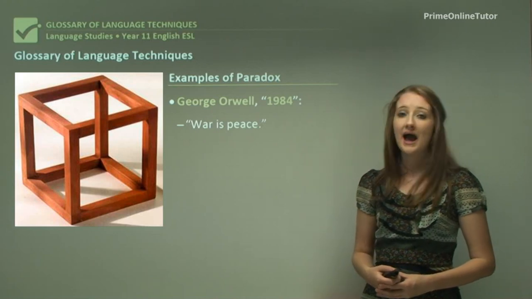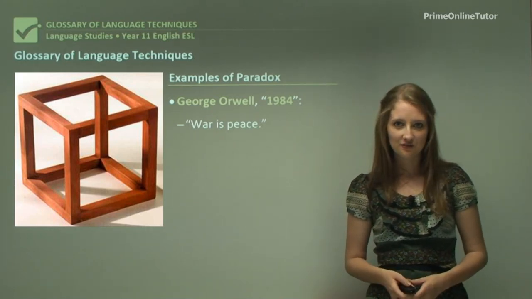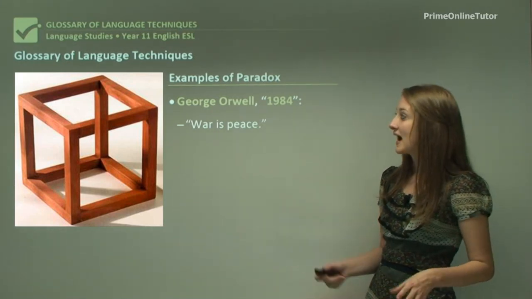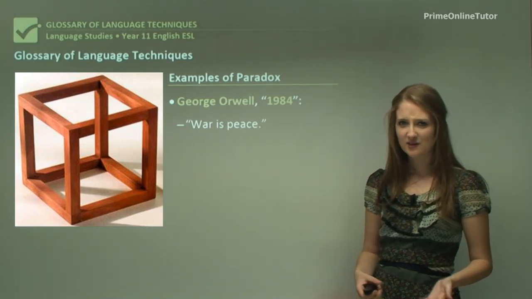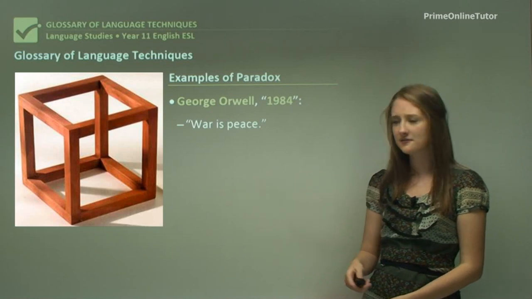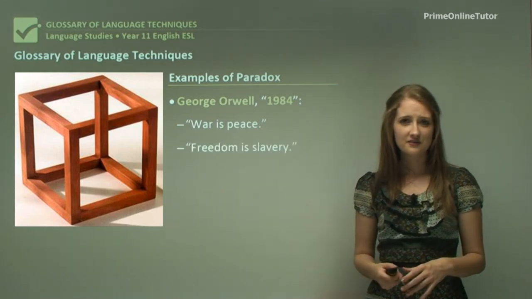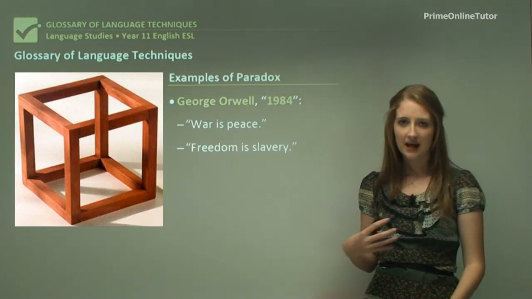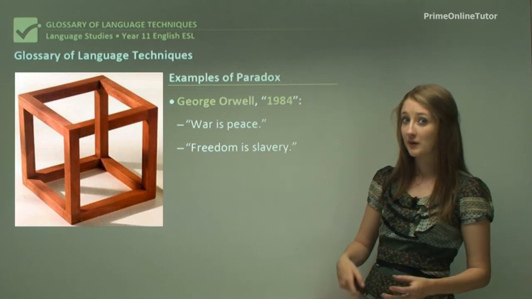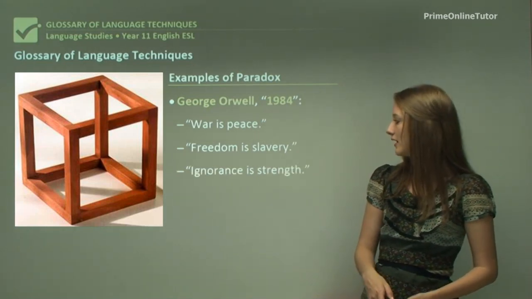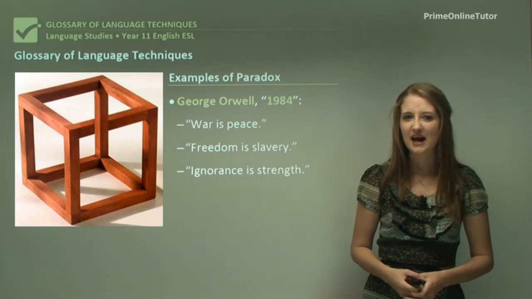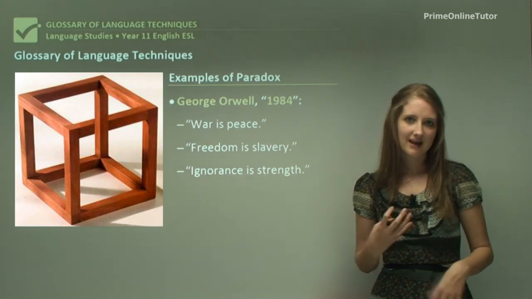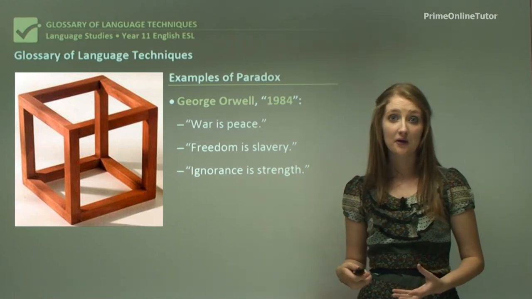If we take a look at George Orwell's book 1984, we see examples of the way that paradoxes are used. War is peace, so two contrasting ideas. Freedom is slavery, again two opposing ideas in one sentence, supposedly one being another. And also ignorance is strength. Again we get that sense that these things shouldn't be right, and yet they are. That's the technique of a paradox.